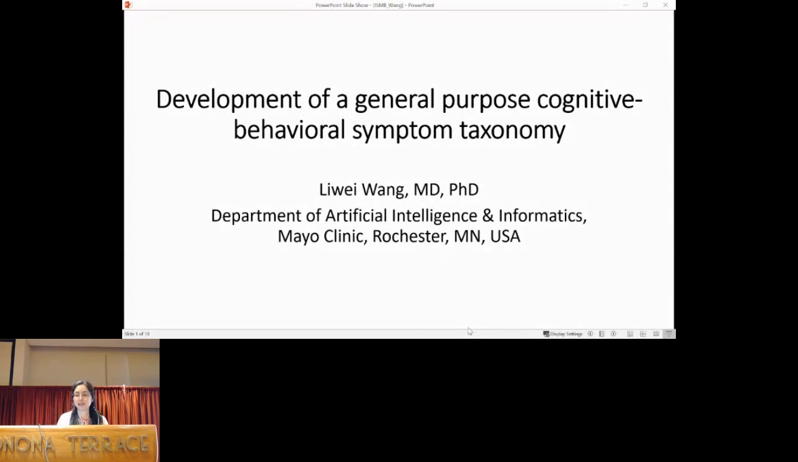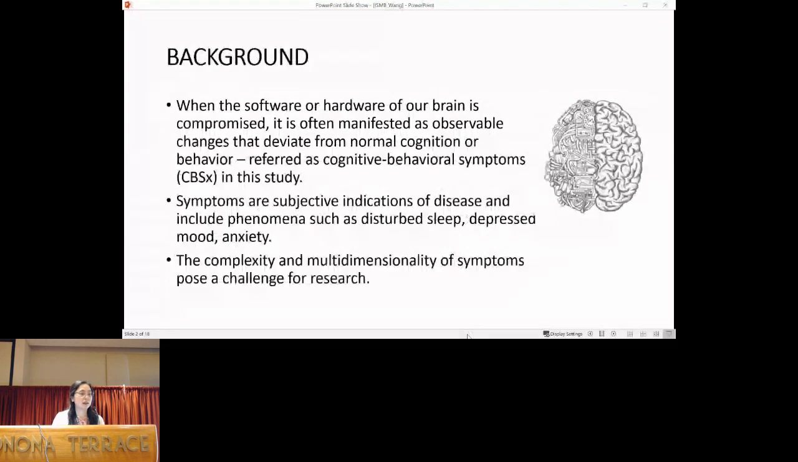So the topic I am focusing on today is the development of a general purpose cognitive behavioral symptom taxonomy. So a little background of this project. So the aim, why we want to develop a general purpose cognitive behavioral symptom taxonomy.